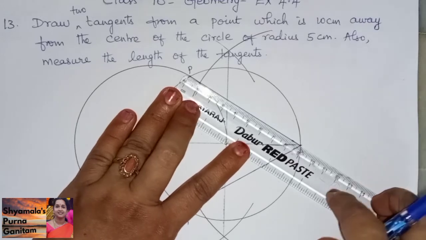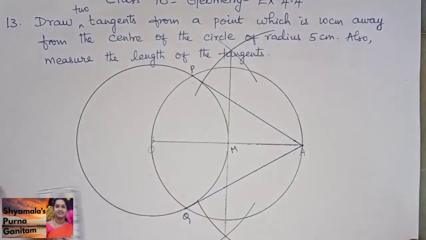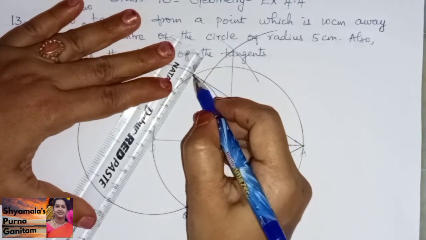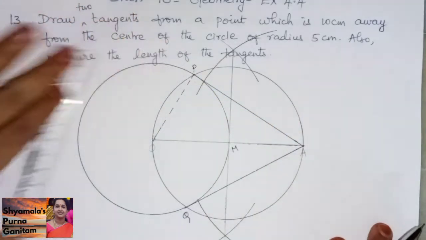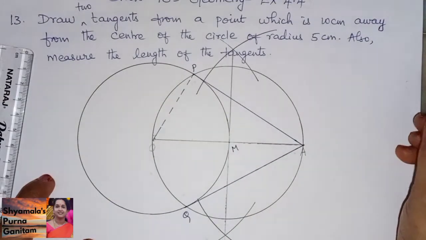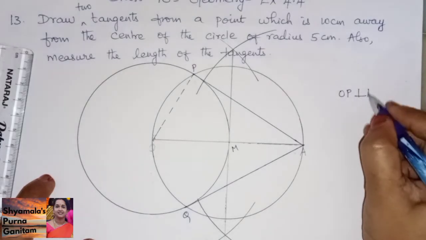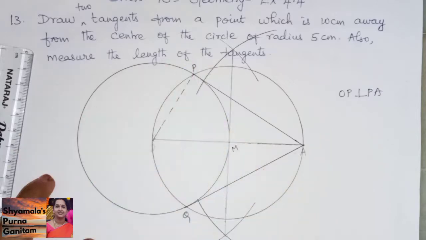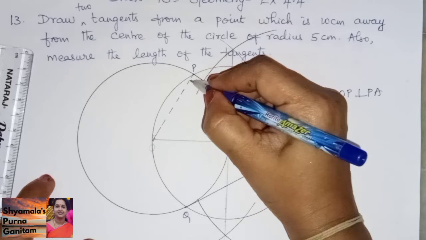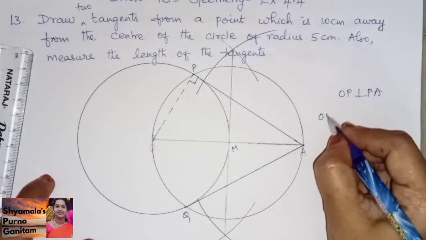So here I have to measure the length of the tangents and check whether that is equal with the help of the original measurements. That is, if I take OPA as a right angle triangle such that OP is perpendicular to PA, OP is the radius. We know that the radius and the tangent are perpendicular to each other, that is, they will be 90 degrees. So OA will be the hypotenuse.